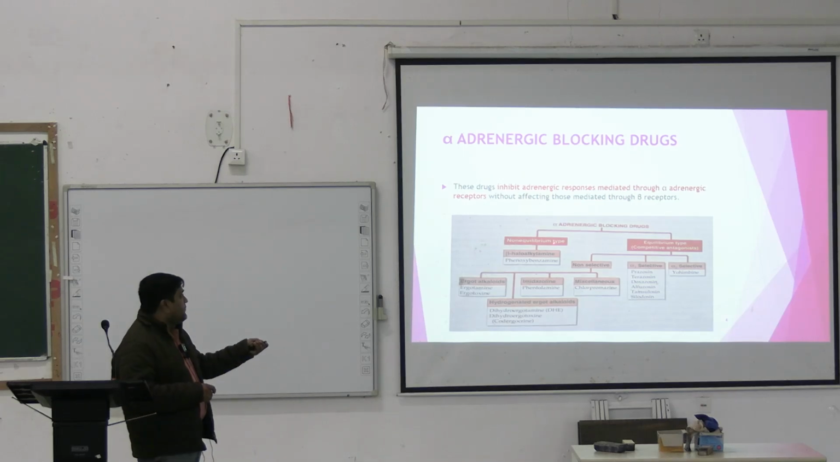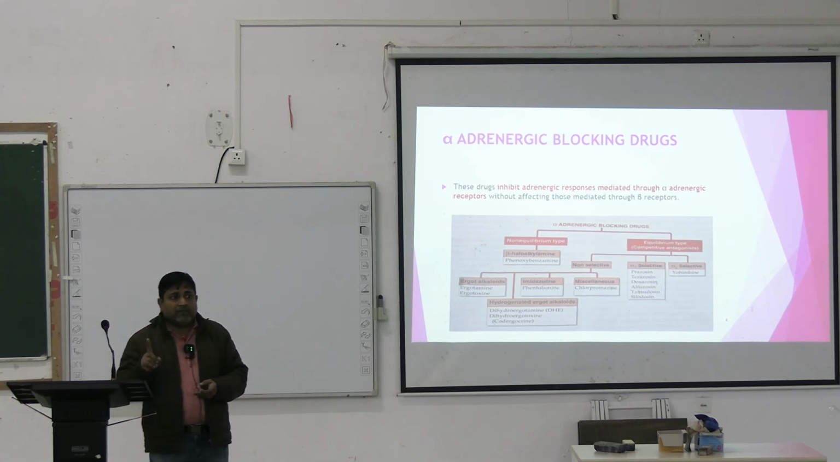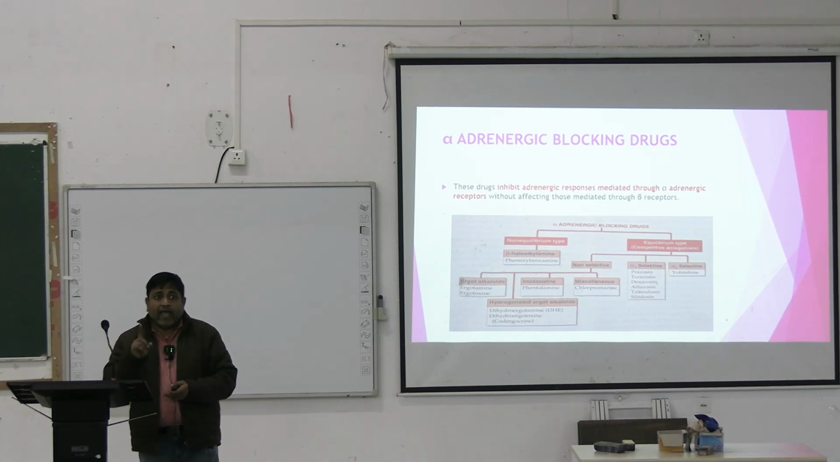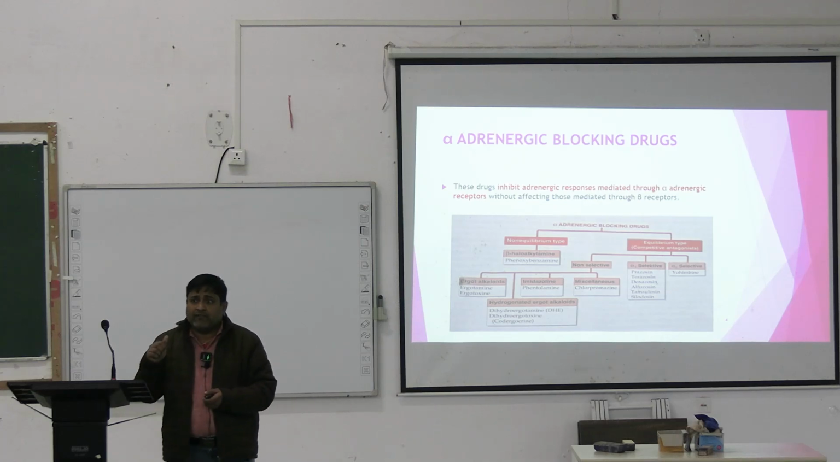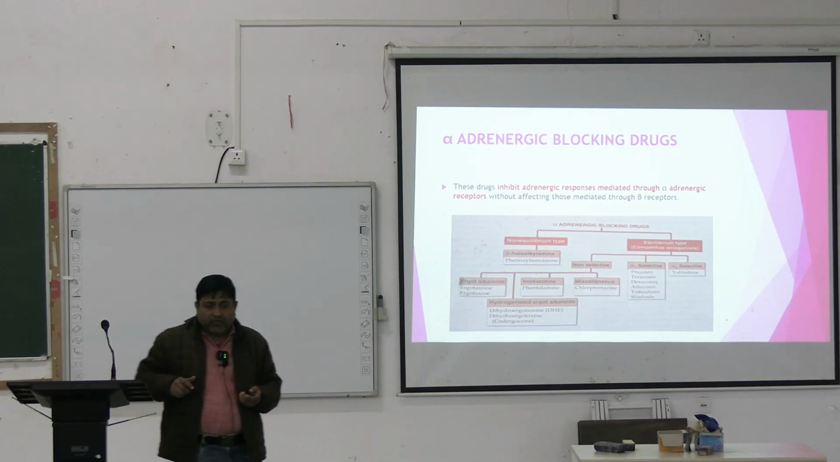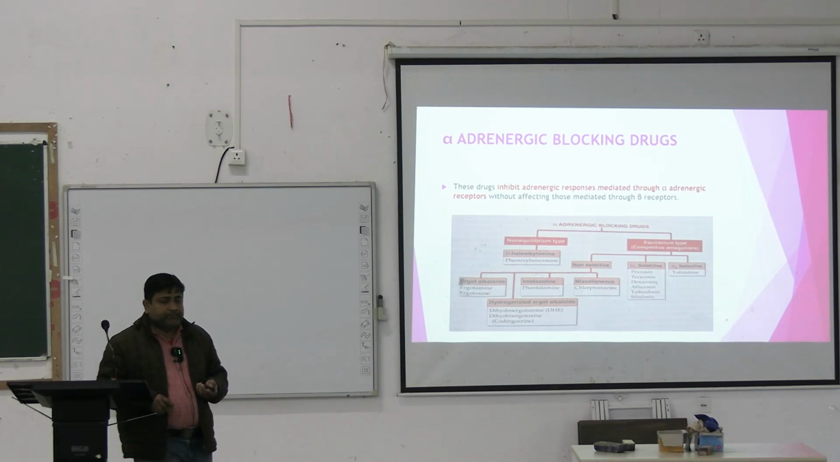Among the non-equilibrium type, it is Phenoxybenzamine. Phenoxybenzamine is a non-selective alpha blocker. Non-selective means it blocks alpha 1 as well as alpha 2 receptors. So it is a non-selective alpha blocker, non-equilibrium type.